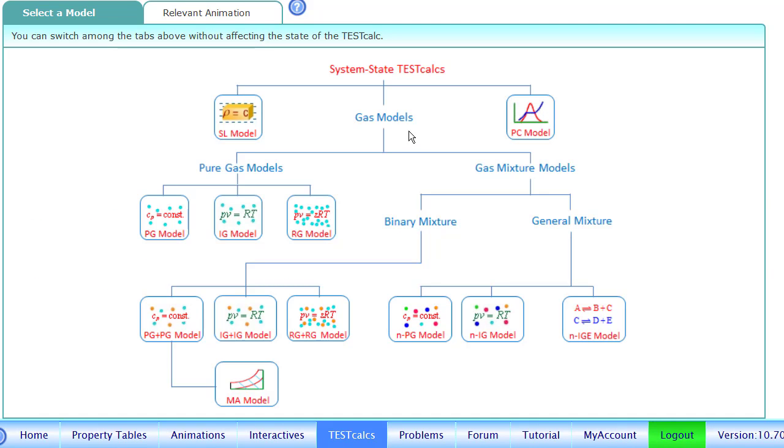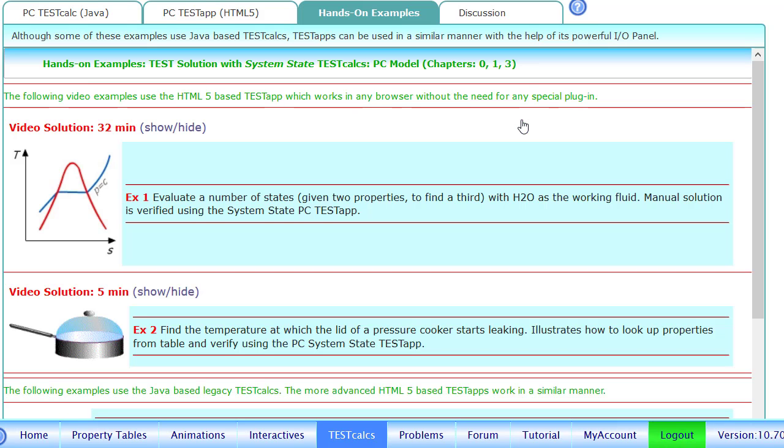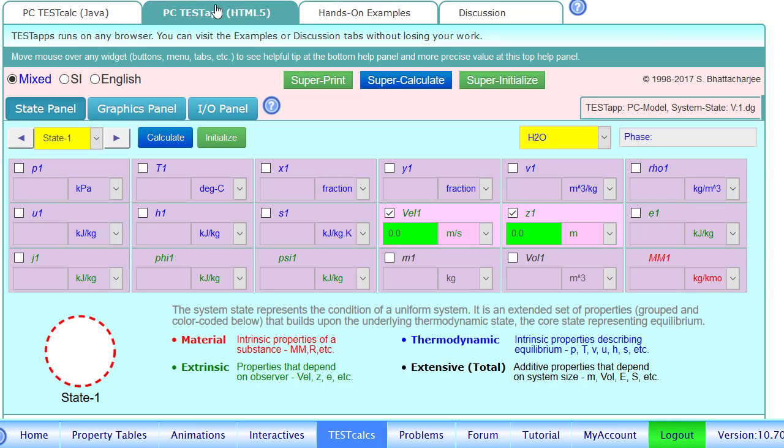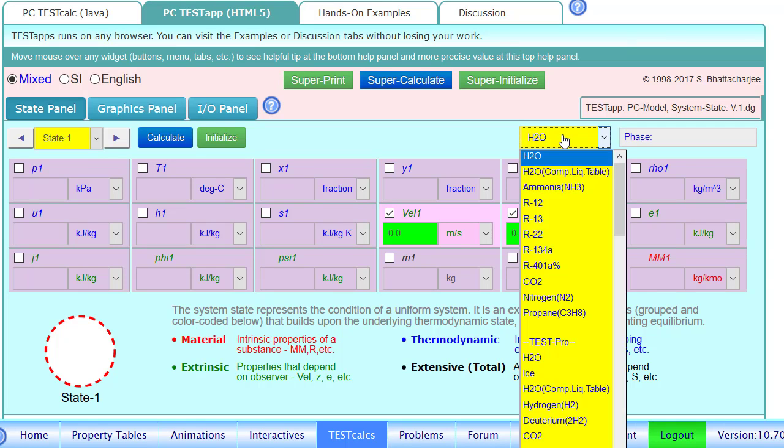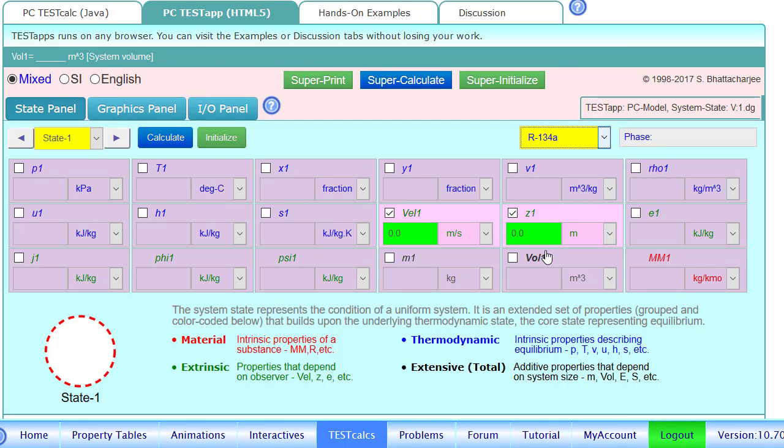And then since R134A is a refrigerant, and in refrigeration systems there's various phase changes, the PC model is the best choice. And we'll go to either PC TEST app or TEST calcs. And select R134A in the top right hand corner in the fluid selector. And now we're ready to enter the known properties.